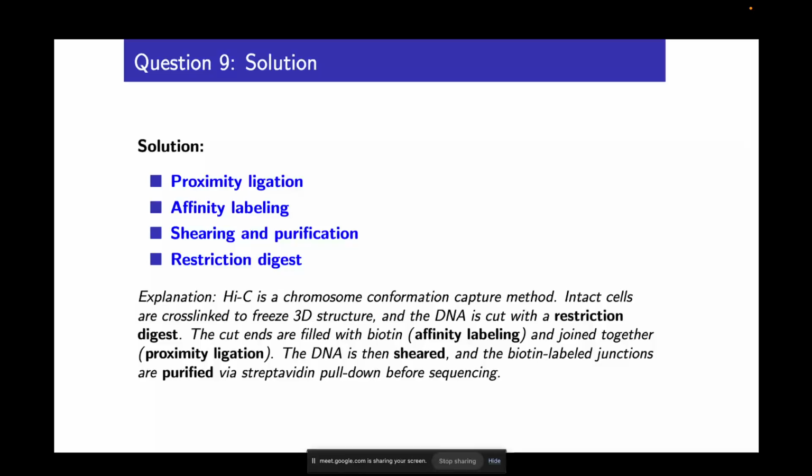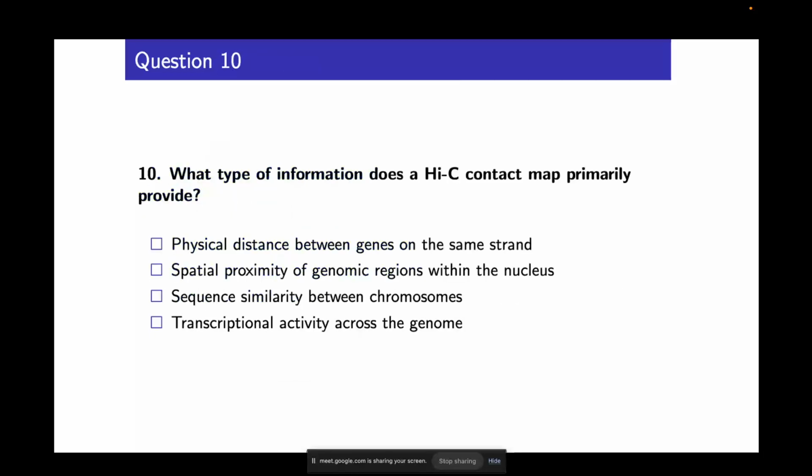So to understand that, we do Hi-C experiments. The intact cells are cross-linked to freeze the 3D structure. The DNA is cut with a restriction enzyme. The cut ends are filled with biotin, which is the affinity labeling, and then joined together, which is proximity ligation. Then the DNA is sheared, and the biotin-labeled junctions are purified via streptavidin pull down before sequencing. So yeah, all the steps are involved. Okay, moving on.